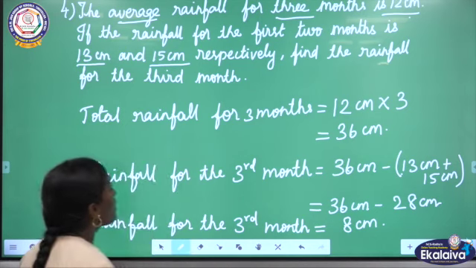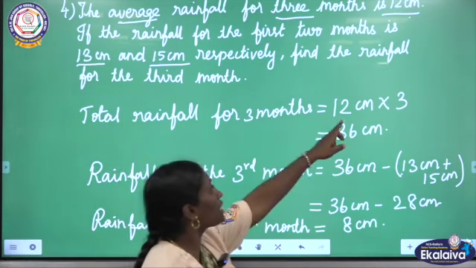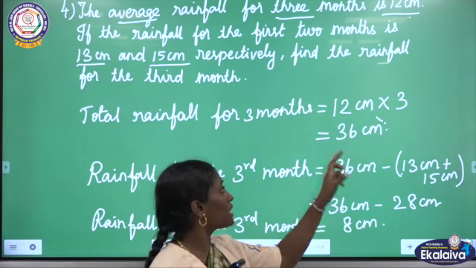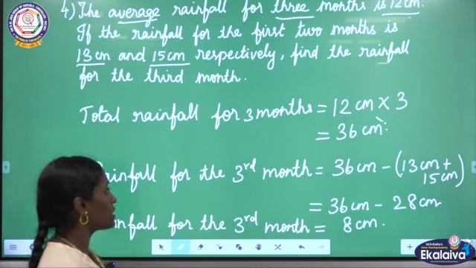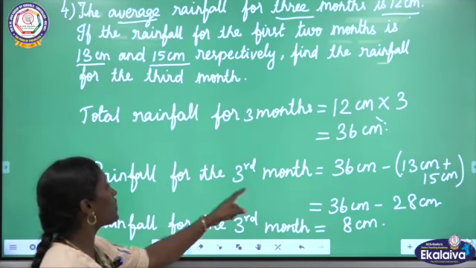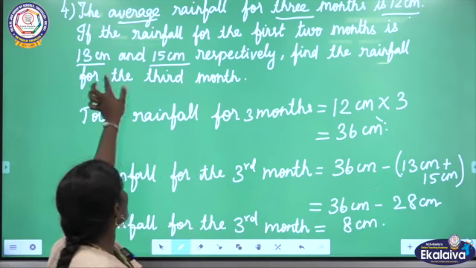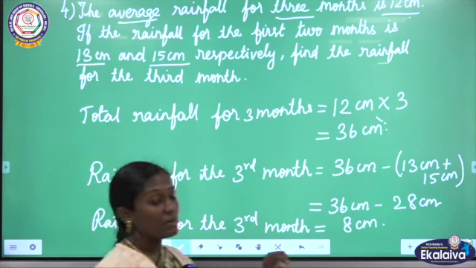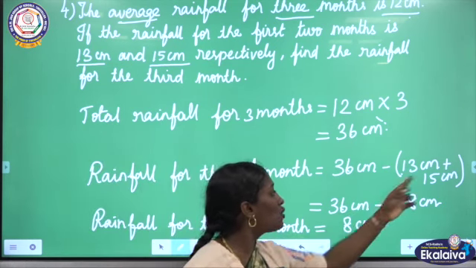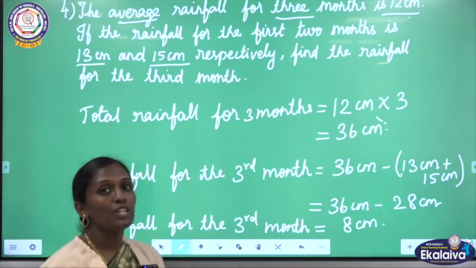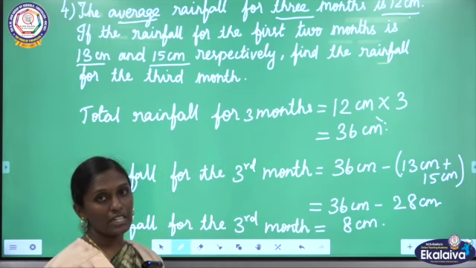Is it clear, children? First, we are finding the total rainfall for the 3 months by multiplying the average by the number of months 3. This is 36 centimeter, the total rainfall for 3 months. Then to find the rainfall for the third month, from the total rainfall we are subtracting the given rainfall for the first 2 months. So, we have to add these two and then subtract it from the total rainfall. Then we are getting the rainfall for the third month, that is 8 centimeter.